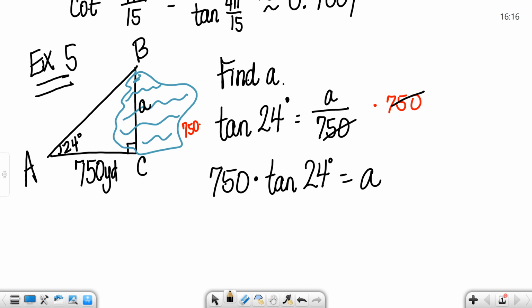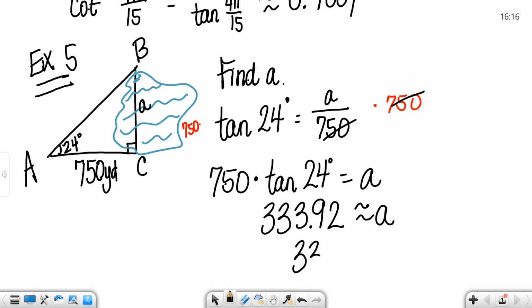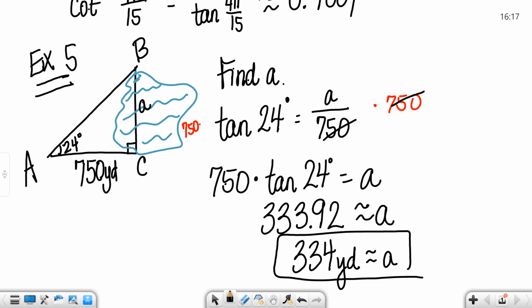Now we actually can touch our calculator, making sure that our calculator is in degrees because that does say 24 degrees. So 750 times tangent of 24, you would get 333.92. And let's say I ask you to round that to the nearest whole number. Well, that would be 334. And these are yards. So A is about 334 yards. So you are going to have to decide which trig function to use based on what's given in the diagram.